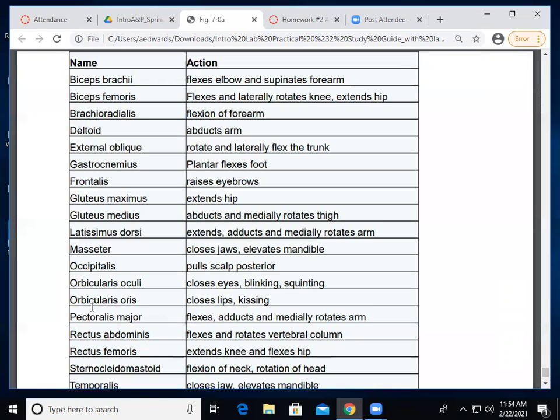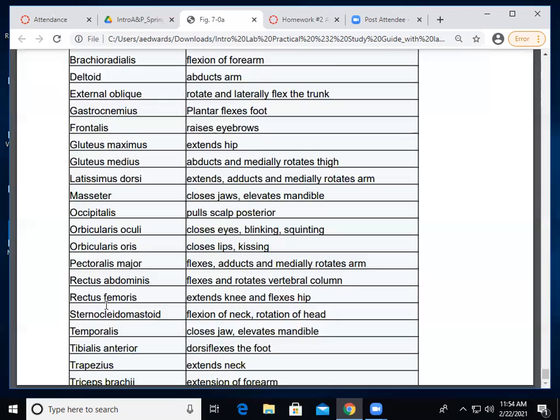Pectoralis major helps you to flex, adduct, and medially rotate your arm. All right, so if you're flexing your arm, pulling things up like that, you use your pectoralis major. You're adducting, you're using your pectoralis major, medially rotating your arm.